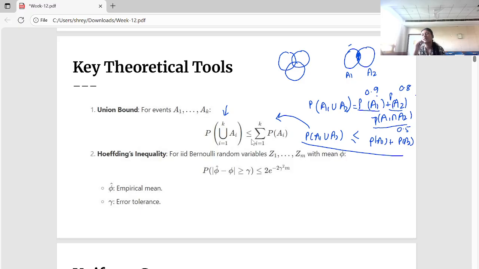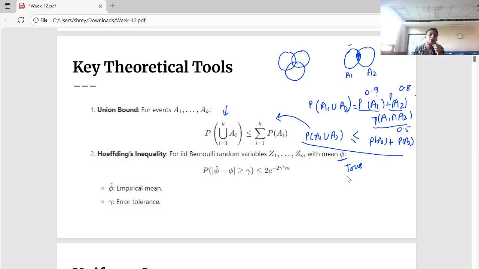Bernoulli random variables means binary. It means you have m experiments, 1 to m, and the variables can have a probability which is binary in nature. So the outcome can be 0 or 1, right? So let's say it's head or tail. So you are just tossing a coin, whether it is head or tail, first time, second time, mth time. So they say that for these types of random variables with mean phi, so this phi is the true mean.